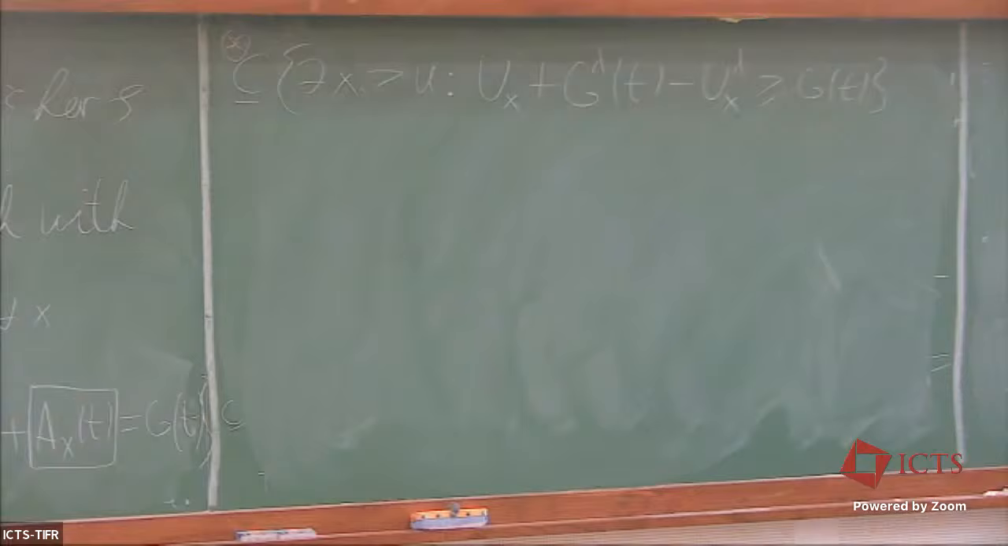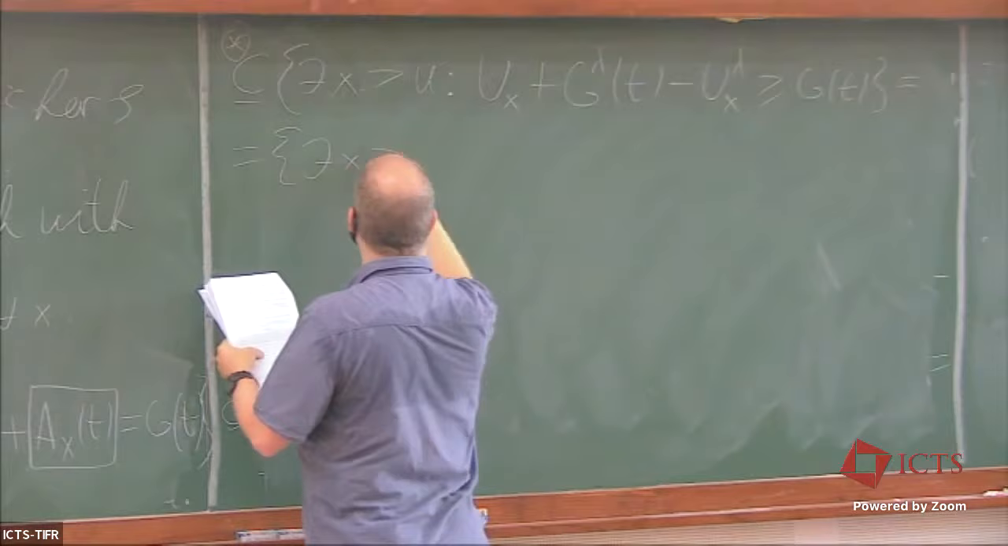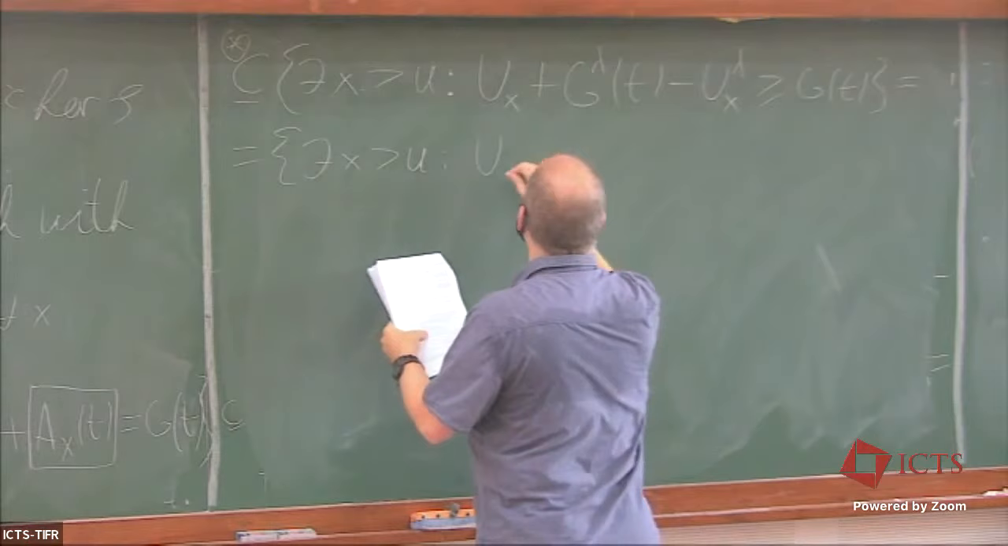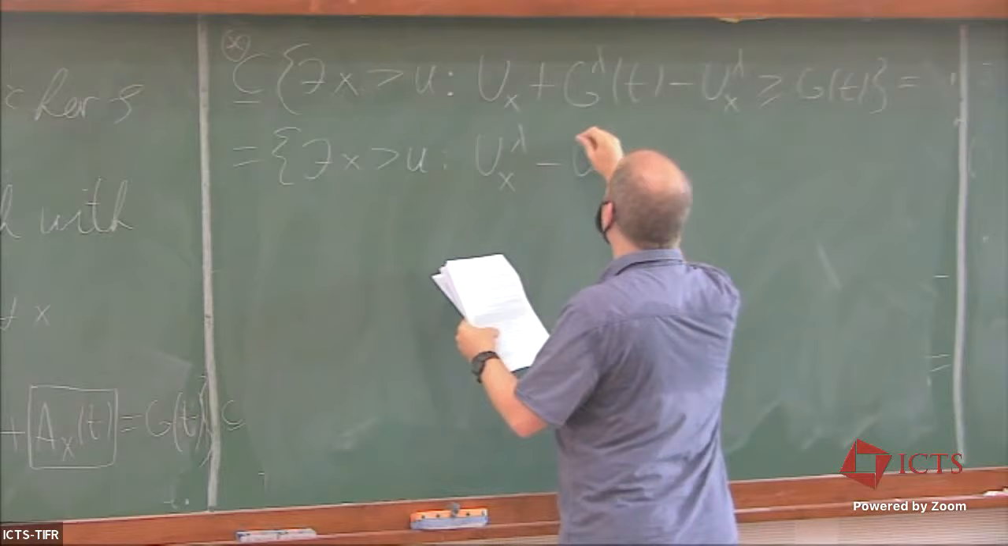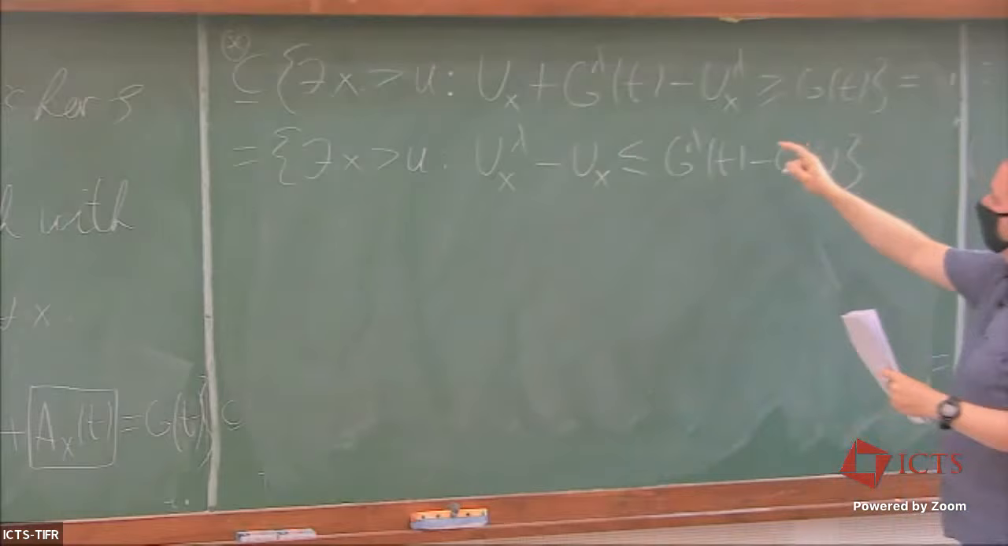Right? Which is the same as there exists some x bigger than u, such that, just rearranging this a little bit, U X of lambda minus U X is smaller than or equal to G lambda minus G T. All that happened is I was moving this to the right hand side and that to the left hand side. Okay.